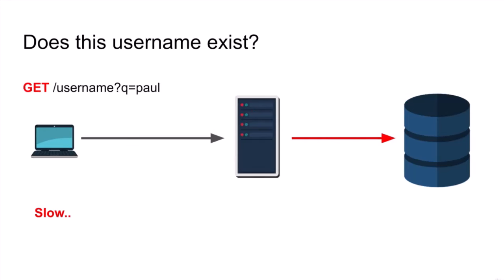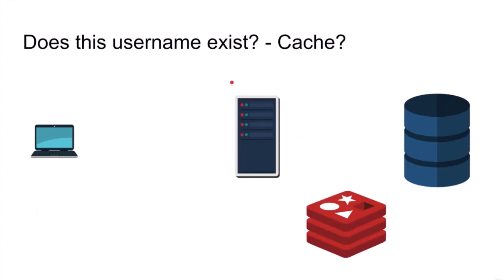Does whatever, right? Everybody wants a fancy nickname, right? So here's the problem: this is very slow. So what do we do? Well, I heard about this Redis thing, that is actually an in-memory database. So let's take it from disk and put it in Redis.